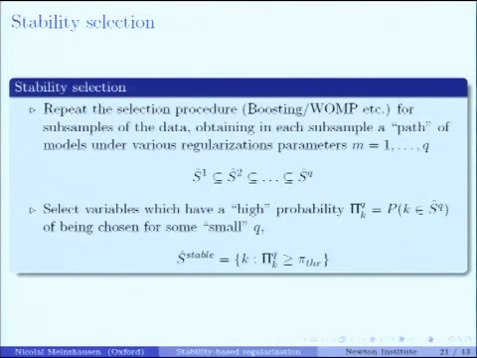So more formalized, you could say, as long as you have a forward selection strategy as you have for orthogonal matching pursuit, then the stable set of variables is those which have a probability of being chosen above a certain threshold. And the question is, of course, how do you choose that one?